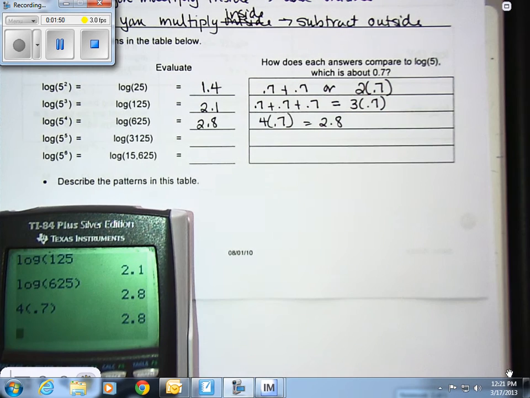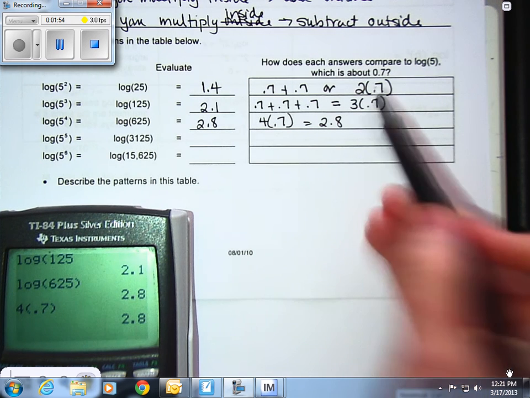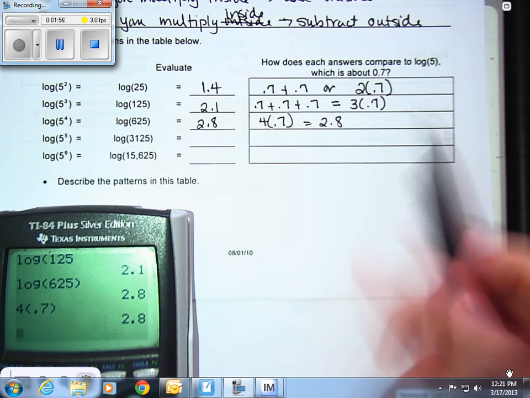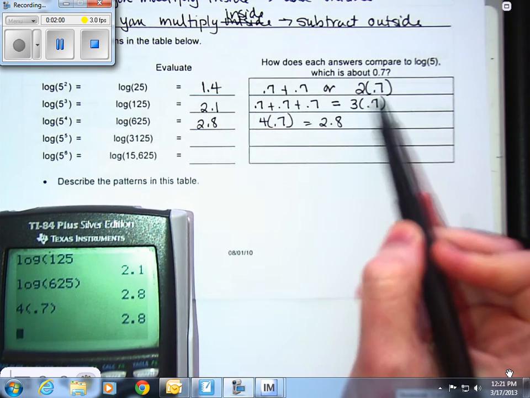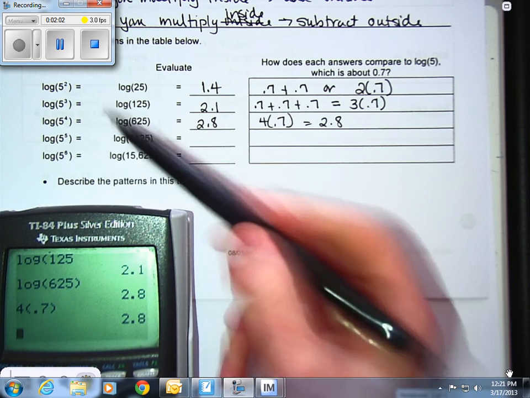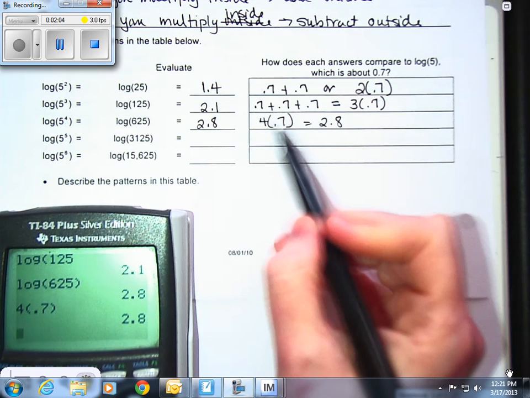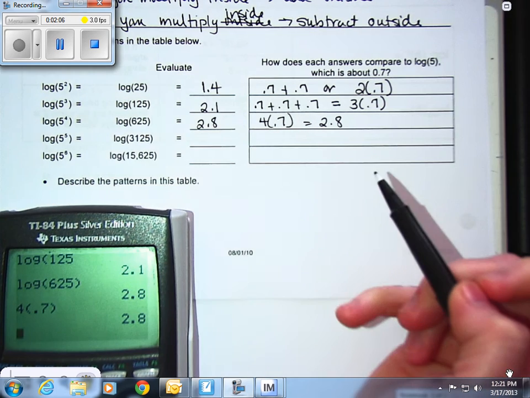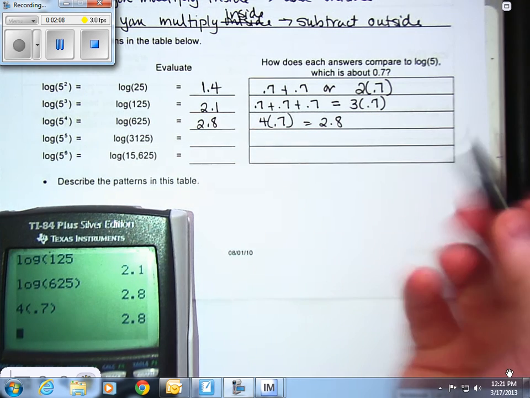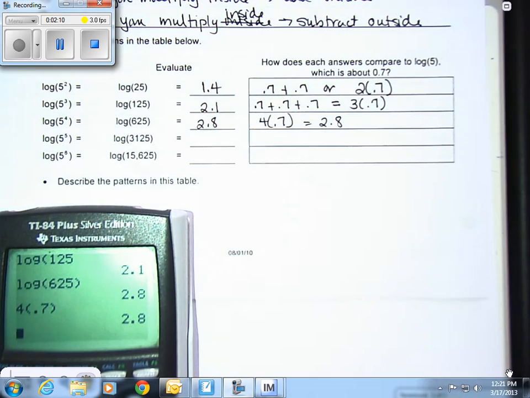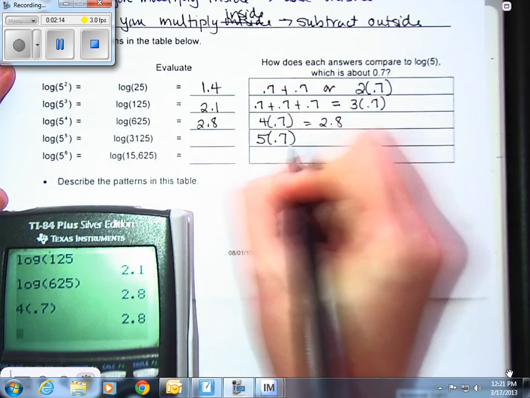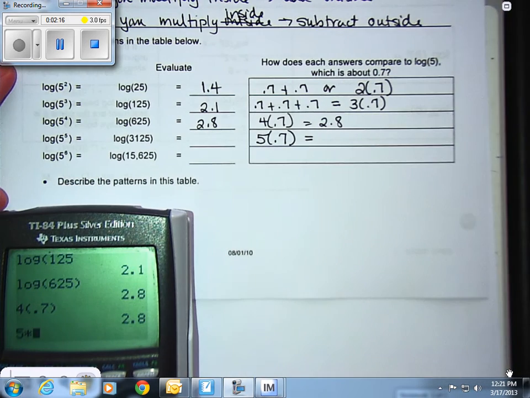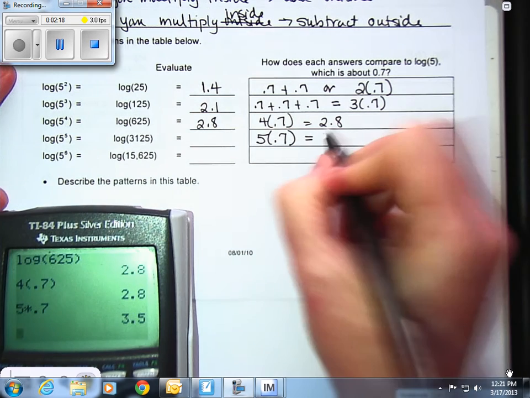So now that we see something, you'll notice when we had this number squared, we multiplied the log of 5 by 2. When it was log of 5 cubed, we multiplied the log of 5 times 3. When it was the log of 5 to the fourth, we multiplied the log of 5 times 4. So we would think probably this time that if we had the log of 5 to the fifth power, we would want to take the power and times it by the log of 5. So 5 times 0.7 is going to be 3.5.